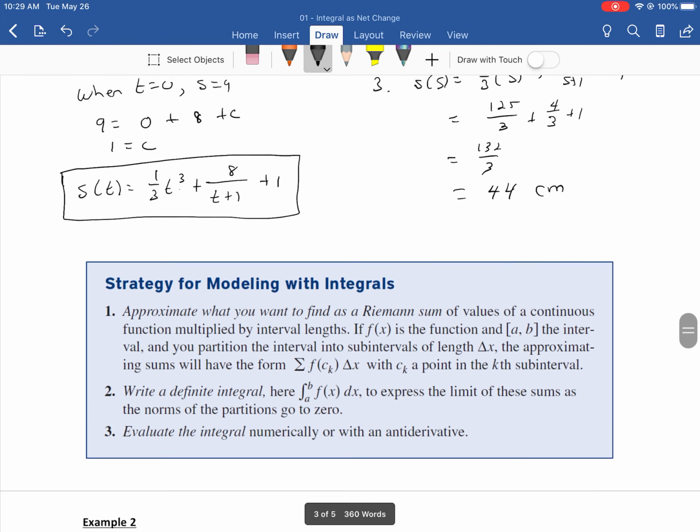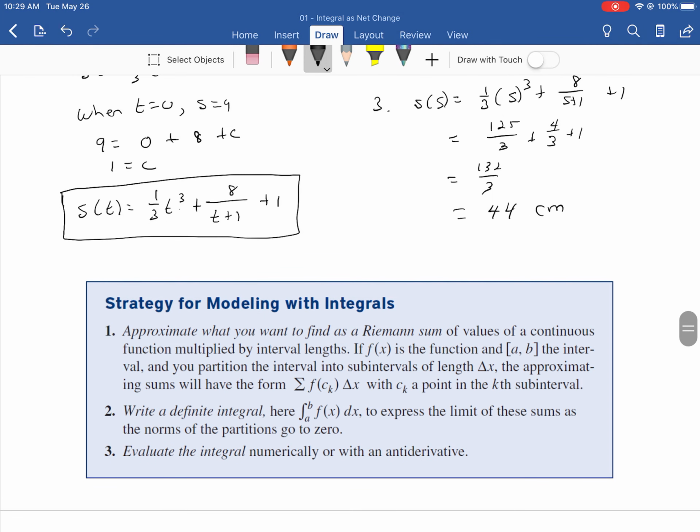Well, let's just summarize what we've got for our strategy then. If you're using modeling with integrals to do net change, what you're going to do is approximate what you've got with some kind of Riemann sum, a representative value multiplied by the width of the rectangle, which we're not really going to specify when we're doing these type of questions, because we're heading right for writing a definite integral, which you see in number 2. Write a definite integral from a to b of f of x dx, where you've got your function for the situation plugged in, and then evaluate the integral numerically or with an antiderivative.